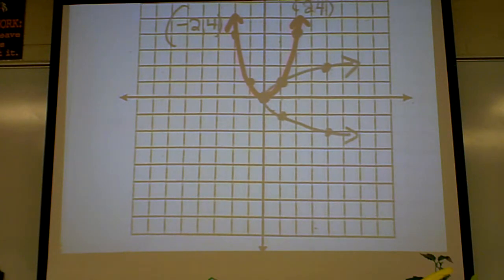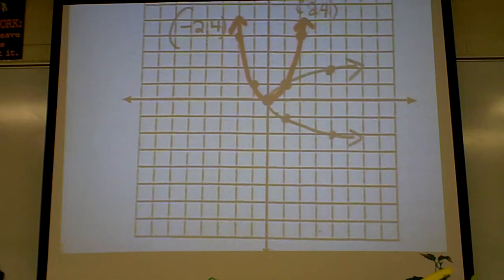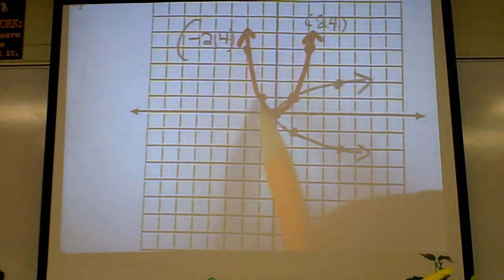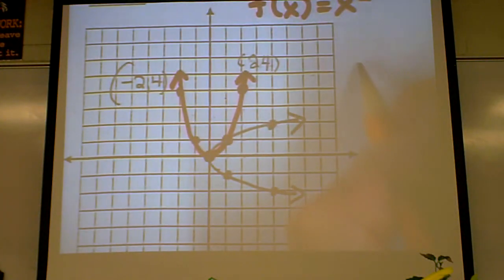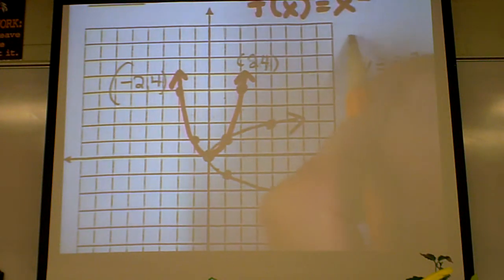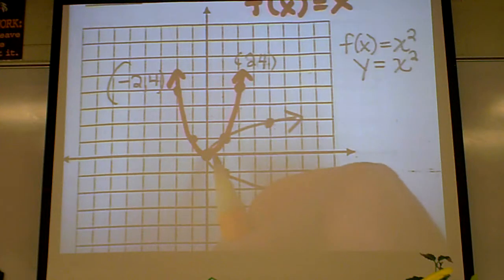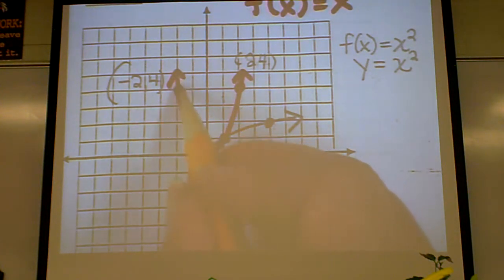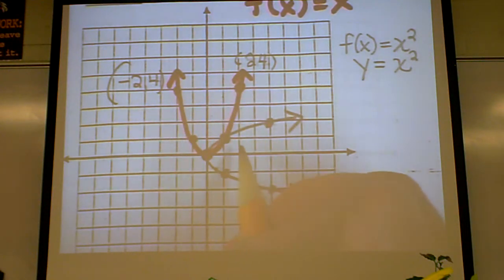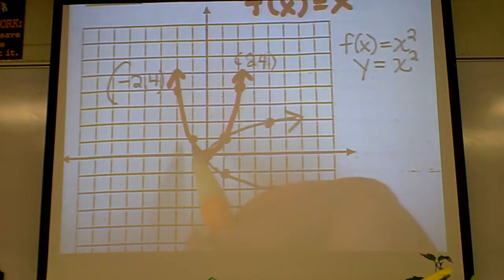Okay? Now, look at this problem, the original problem. It's y equals x squared. Actually, it was f of x. Why do we write f of x? Do you guys know why we write f of x? This is a relation, right? We're relating x and y. And it's a special type of a relation. For every x, there's only one y.